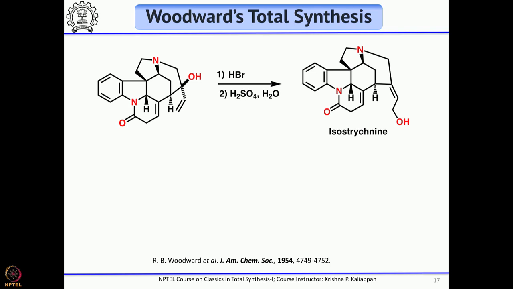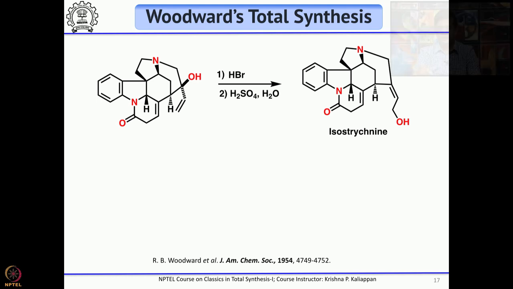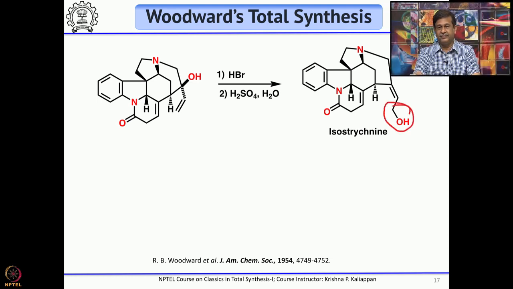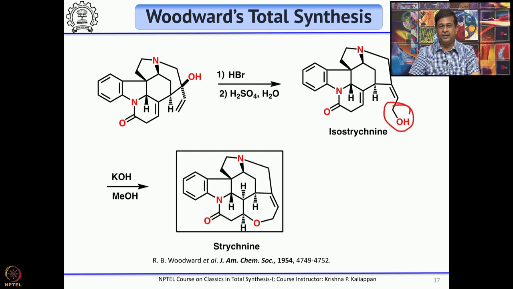HBr forms allylic rearrangement to get the allylic bromide. This on treatment with H2SO4 water, you get the corresponding alcohol. What is this? This is nothing but isostrychnine, and we all know isostrychnine has already been converted into strychnine by base treatment. So he simply treated this isostrychnine with potassium hydroxide methanol, and it underwent first isomerization of the double bond to alpha beta unsaturated system, followed by oxa-Michael, you got strychnine.